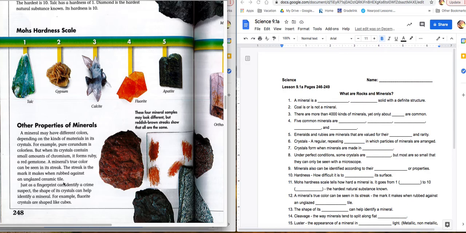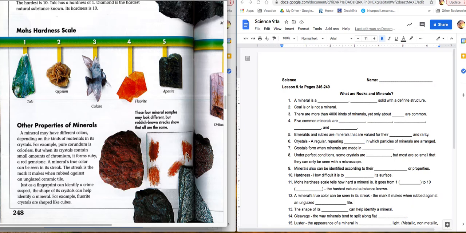So guys, think of the floor in your school. The floor in your school is made up of ceramic tiles, but we have them glazed. We've covered them and made them shiny. It can't be unglazed. So look at this. These 4 mineral samples may look different, but the reddish brown streak shows them that they're all the same. So this rock, this rock, this rock, and this rock are literally all the same mineral. And you would say, no, they're not. They don't look anything alike.